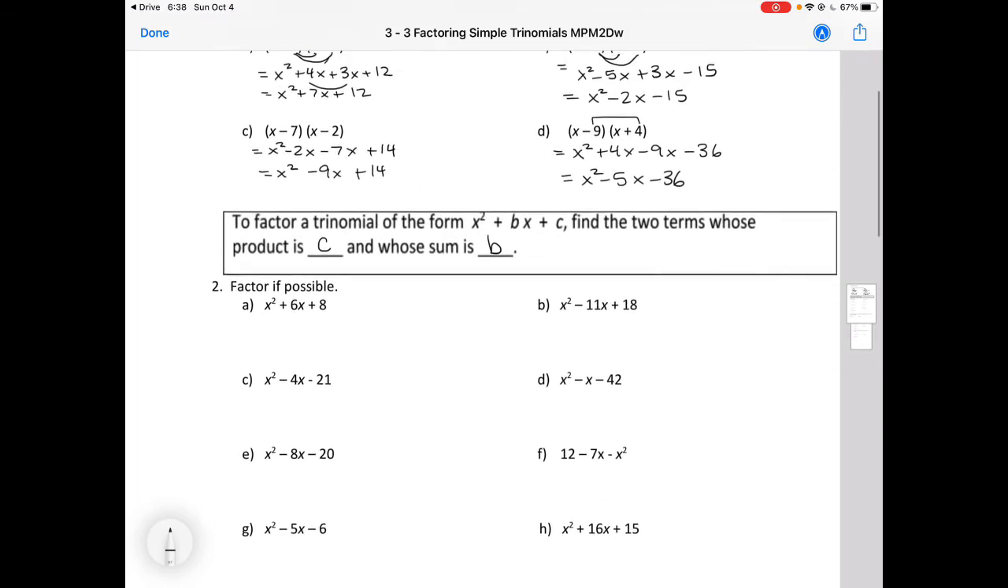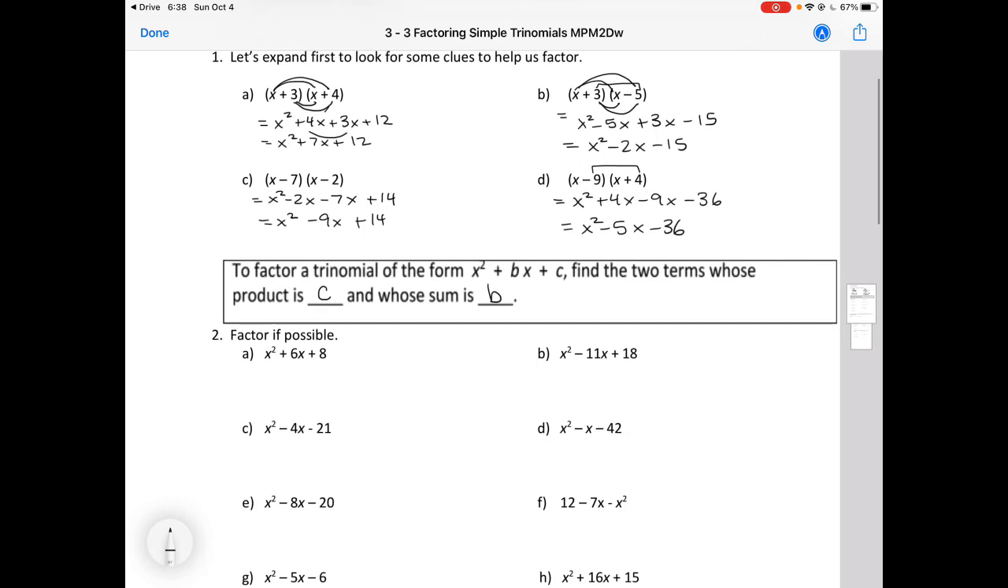We're going to factor if possible. So what we're going to start with is finding all the ways to get to positive 8. So I'm going to write down just all the factors first. So 2 and 4. And then I'm going to check. So I've got 2 times 4 is 8, and 2 plus 4 is 6. So I can factor this trinomial as (x plus 2)(x plus 4).